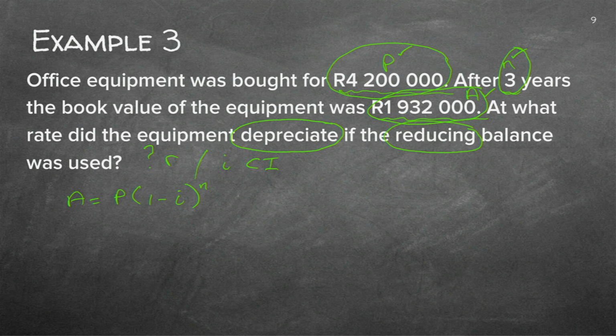The A was 1,932,000. The P was 4.2 million. And 1 minus the I is what I do not know. The N was 3. So it's very much the same as the previous one. You need to get rid of this big number here. 1,932,000 over 4.2 equals 1 minus I to the 3.